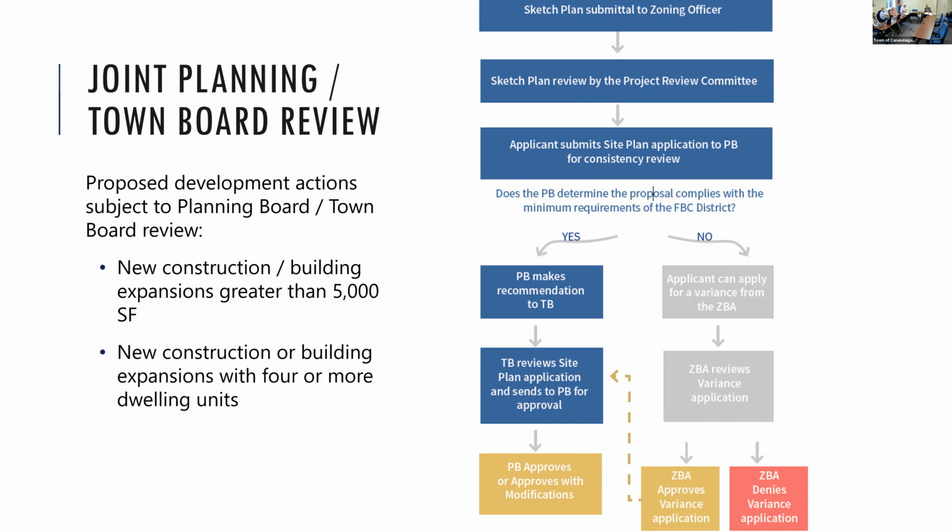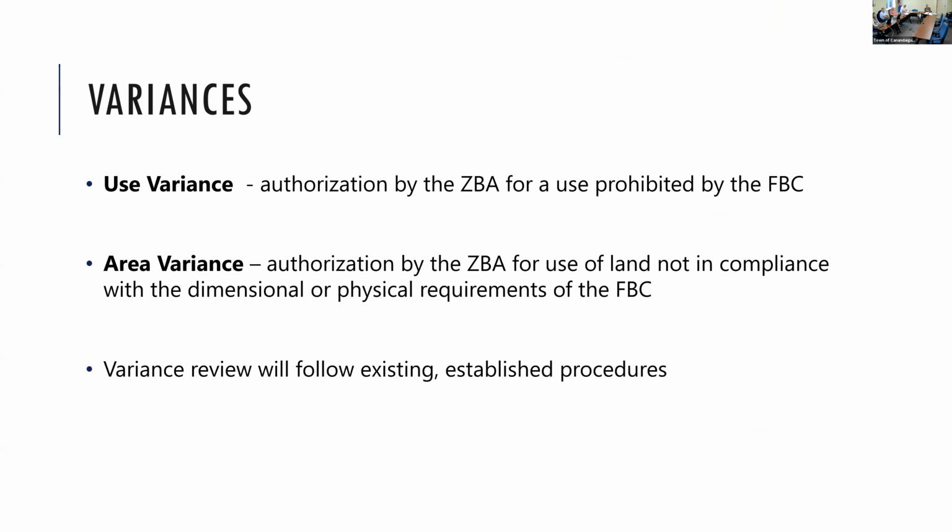And then variances. The use variances are going to be very few and far between in a form-based code, just because we are not really saying, it's pretty wide open from a use perspective. The only use variance you would see are uses that are prohibited, and those I would suspect would be very difficult for the zoning board of appeals to justify their approval. Now, what you might see are some of the area variances from some of the design parameters in here. But again, these are intended to follow your established procedures. So this process was essentially taken from your existing code.